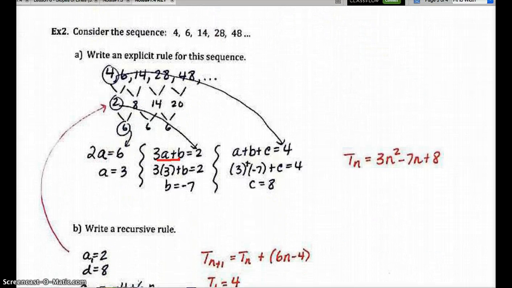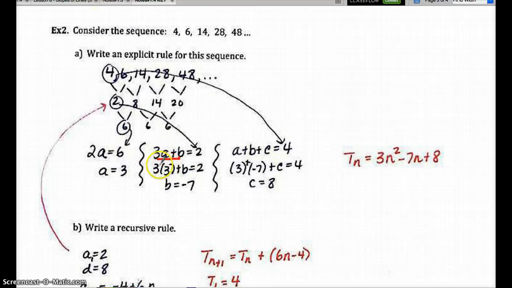So we know a is equal to 3, so we plug that in. We get 3 times 3 plus b equals 2. So we subtract 9 from 2 to get b equals negative 7. And then we learned from our previous investigation that a plus b plus c gives us our first term. So we know our a, we know our b, we add it to c to get 4, and then we learn that c is equal to 8. So remember, a is the coefficient in front of your n squared, b is the coefficient in front of n, and c is your constant, which is 8 in this case.